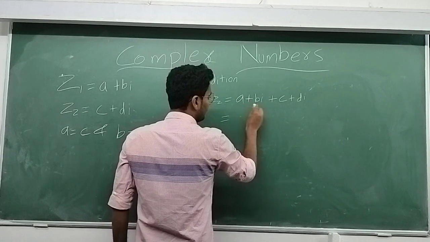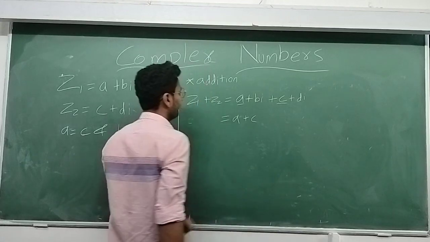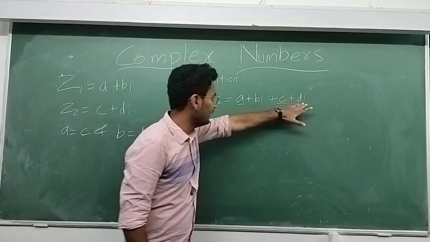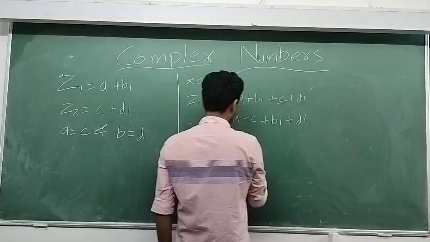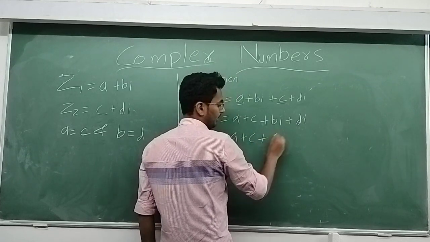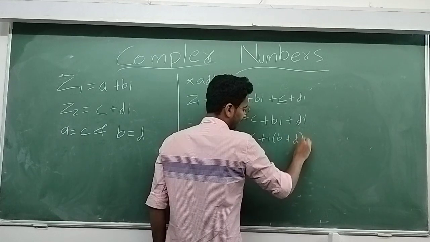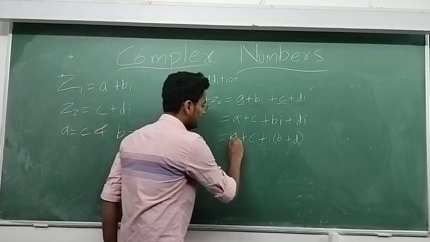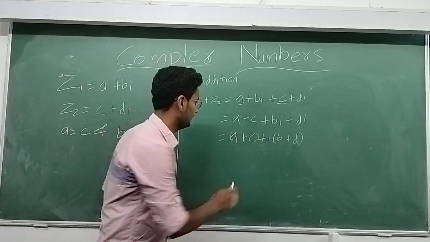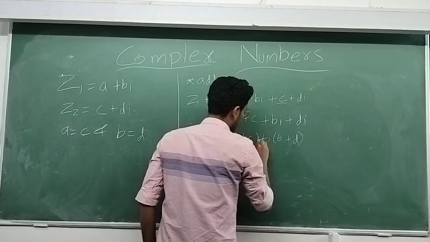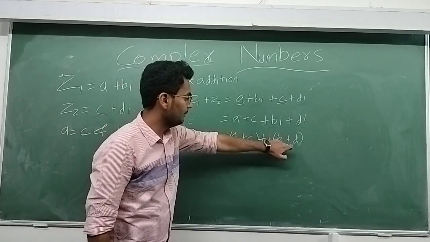Then we have to consider the real part of z1 and real part of z2, that is a plus c, and the imaginary part of z1 and imaginary part of z2, that is bi plus di, that is equal to a plus c. Taking i common from both, we get this. Then this is known as the real part of z1 plus z2, and this is known as the imaginary part of z1 plus z2. This is a plus c plus i times b plus d.